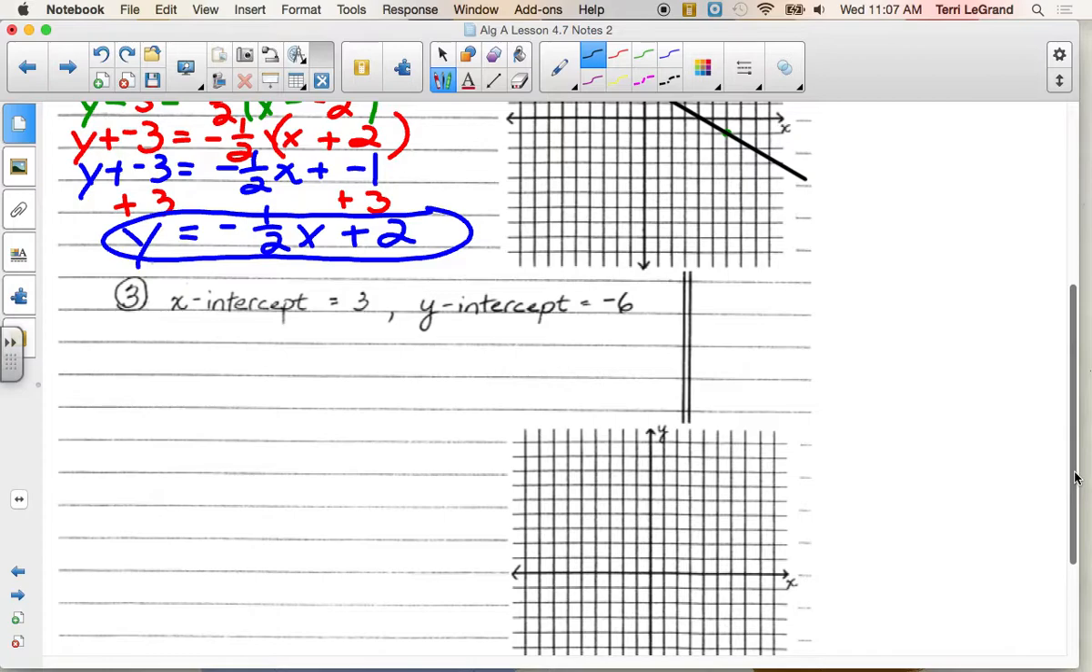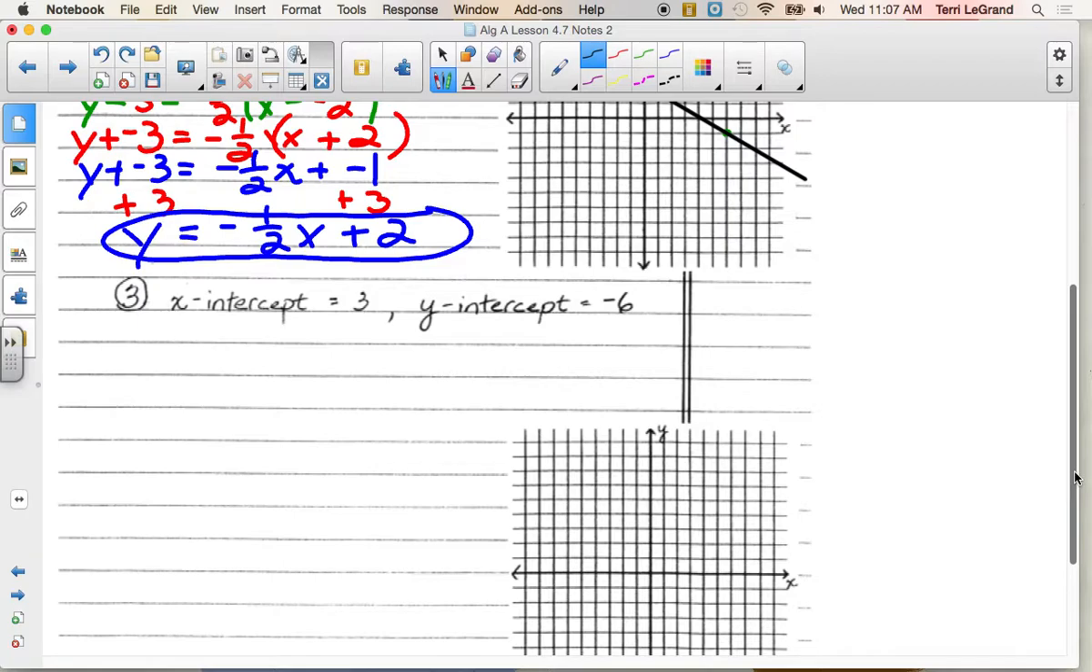Okay, we got to do one more together because you'll have a problem like this that'll pop up every now and then. They're going to give you the x-intercept and the y-intercept. What do you think, Trey? For this one, we just started with y minus y1 equals m. Points. Did they give us the slope? No, they didn't give us the slope, did they?